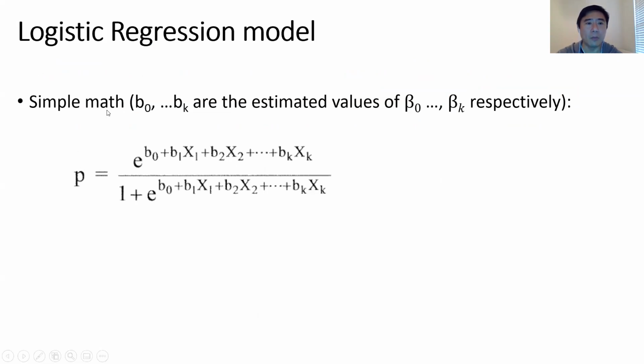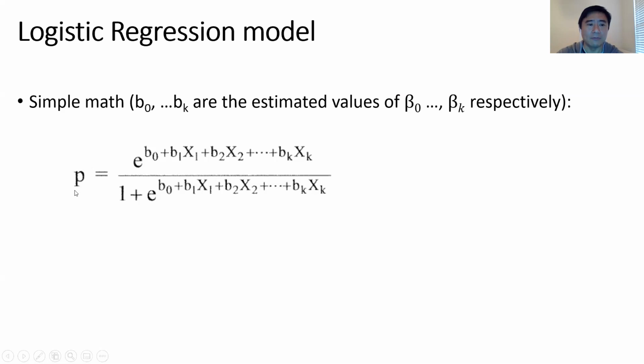I'll just give you a very simple math through the logistic regression model, because this is important, and a lot of people sometimes may not get this very clear, even though it's not a very complicated mathematics. Here we can use beta 0 to beta k to represent the true coefficients, but your b0 to bk is the estimated coefficients after you run the logistic regression model.